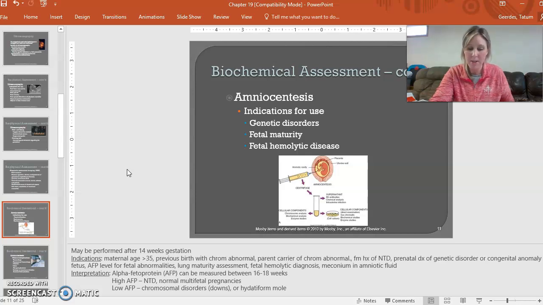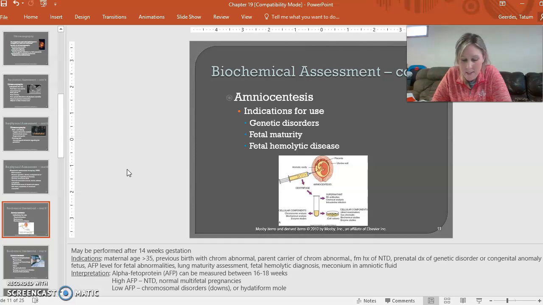And we're going to start with an amniocentesis now. Usually we do an amniocentesis to obtain amniotic fluid. This amniotic fluid basically contains fetal cells that can give us some good indication about genetic disorders that might be present. We can assess fetal lung maturity and also for the presence of hemolytic disease in the infant. This is performed after 14 weeks gestation.